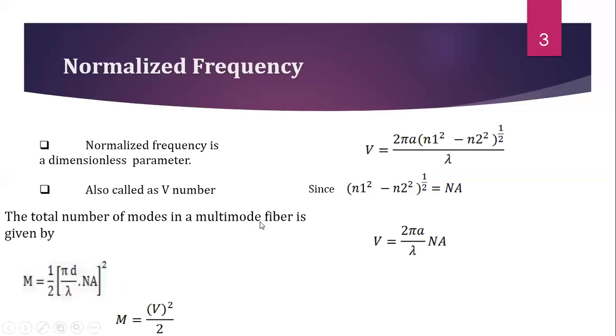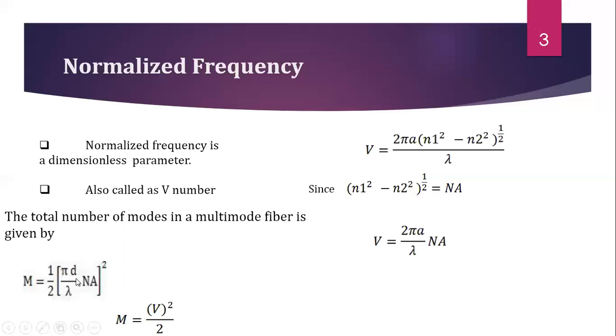So the total number of modes in a multimode fiber is given by M is equal to 1 by 2 into (pi D divided by lambda into NA) the whole square. Now, the value of D here is the core diameter. So by simplifying this expression, we will get the value, because here we have pi D, right? For this 2A, we have substituted the value as D. Again, here we have pi divided by lambda, right? NA. So for this value, we can substitute the value as V. Here we have square. So the value of M, the total number of modes, is equal to V square divided by 2.